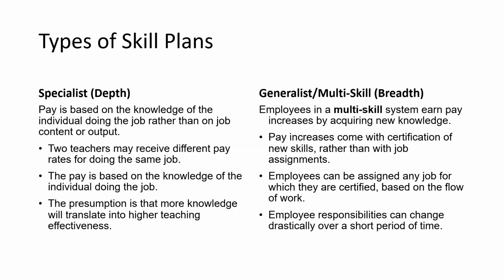In the multi-skill or generalist skill plan, which is kind of what this factory was in the last slide, that's more about breadth. So how many different skills do you know? And this is really useful when you're working in teams where people each have a different skill, and then you can interchange different employees out into the different parts of this team. Pay increases then come with certifying new skills rather than with new job assignments. And then once an employee has a certification, they are then eligible to work in the jobs that require that certification.